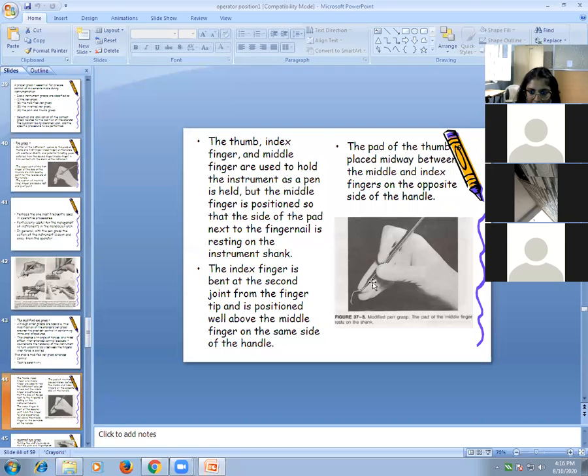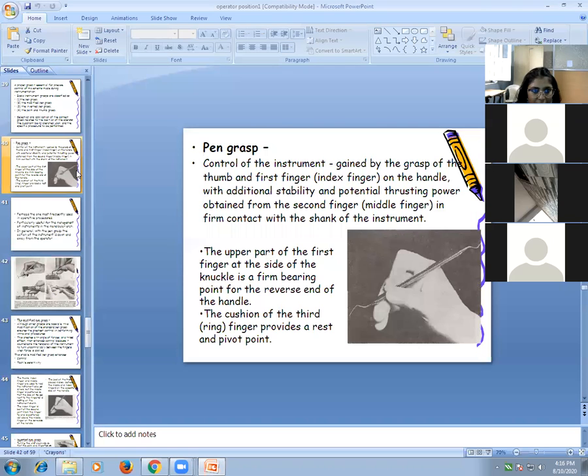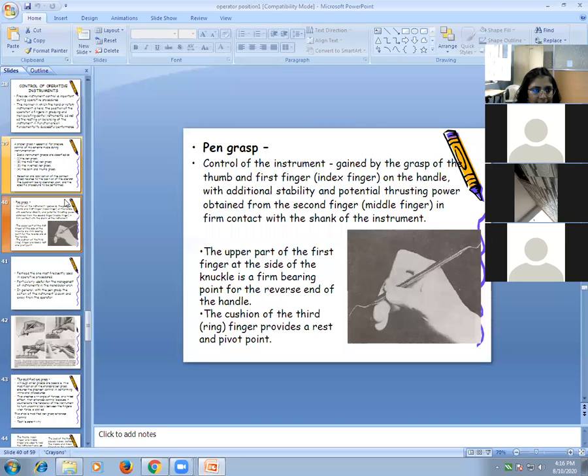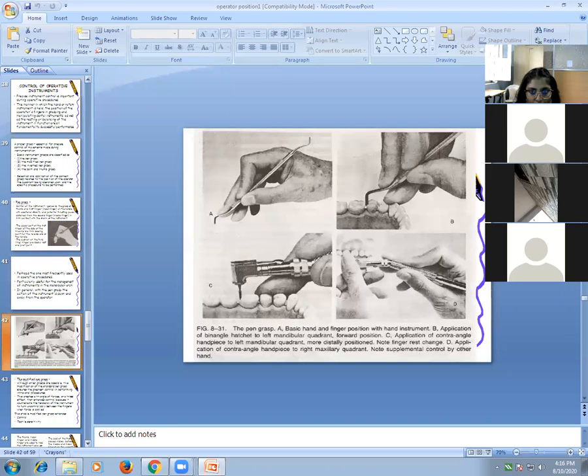See, this is the modified pen grasp. Now, can you see the difference? This is the pen grasp, and this is the modified pen grasp. You can see how, when you are working on the molar tooth, you are giving a proper rest. See the rest, how. This way, the rest provided by the middle finger here, the rest provided by the ring finger here, and the rest provided by the other hand.